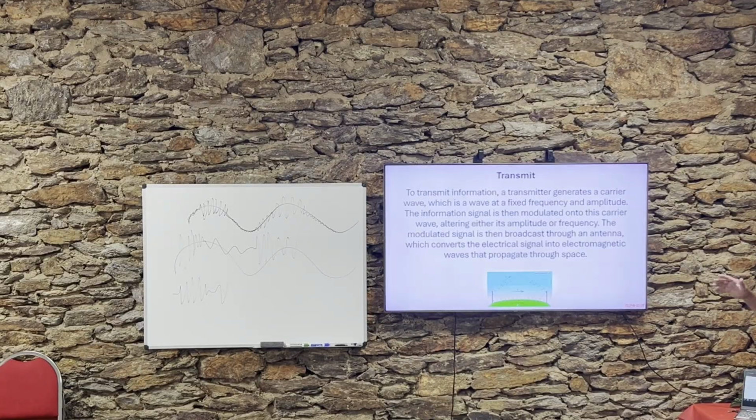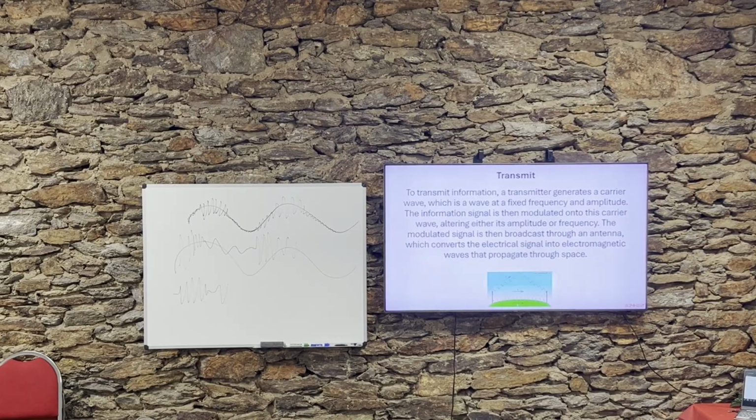So, transmitting your waves. To transmit information, a transmitter generates a carrier wave, which is a wave at a fixed frequency. That's what we're talking about. When you set your radio, this is the carrier wave, and it's going to go at a fixed frequency and amplitude. The informational signal is then modulated onto that carrier wave. You're changing properties of that wave. You're piggybacking onto that carrier wave to send your information, altering either the amplitude or the frequency of it.